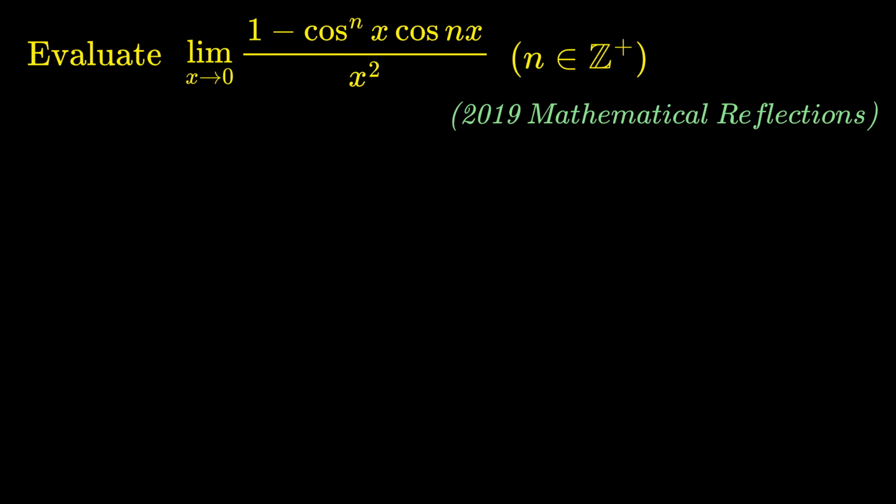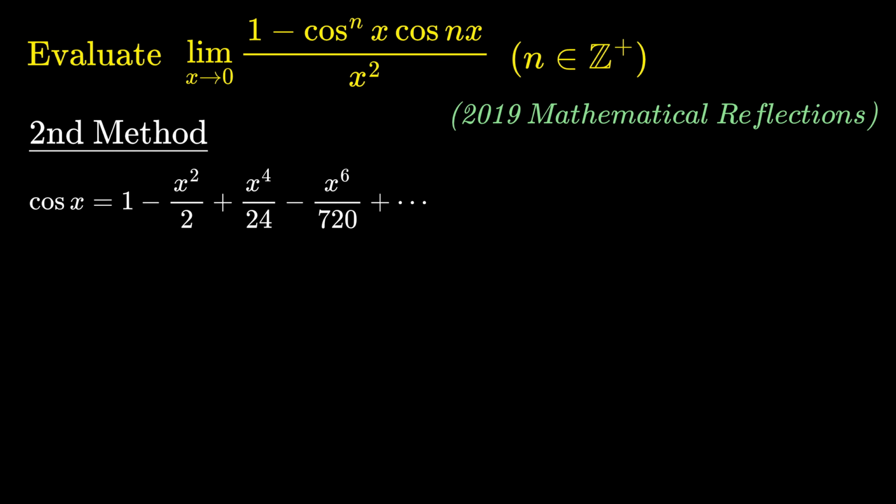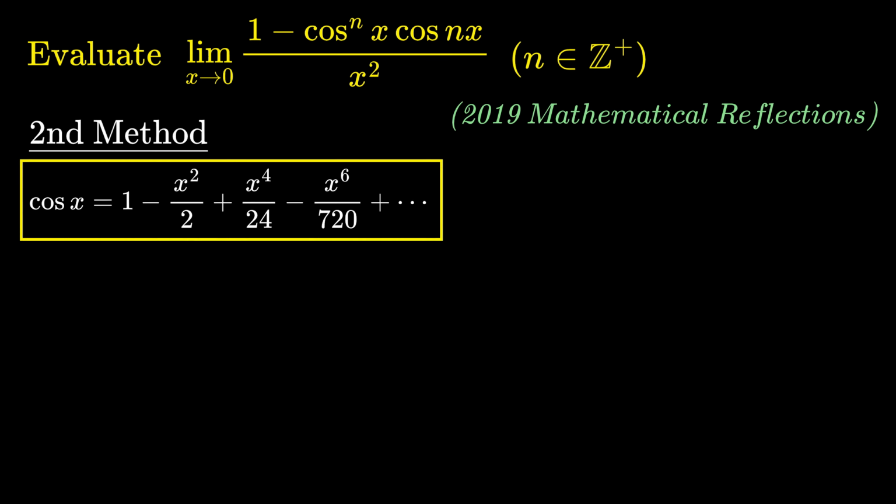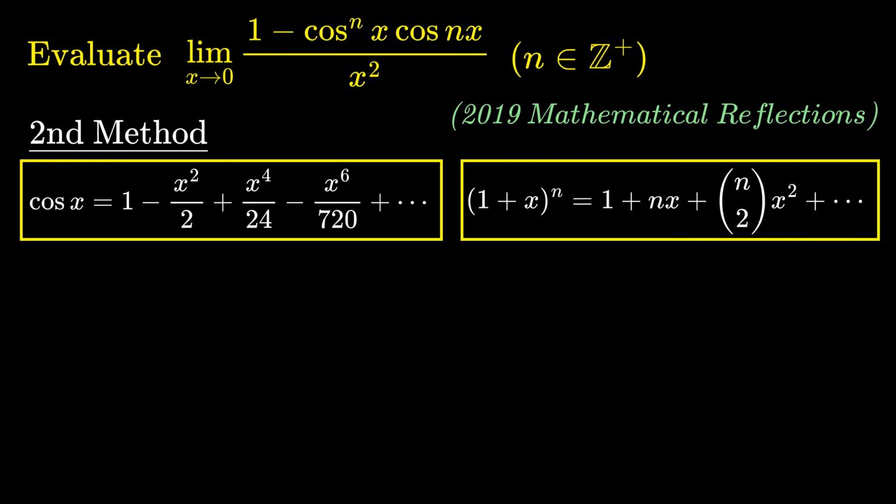Now, if you have a hard time taking the derivative in the first method, then you might want to watch this second method. We need two facts. The first one is the Maclaurin series expansion for cosine x. And the second one is the binomial expansion for (1 + x)^n. Now I'm going to write all the terms with powers of x greater than or equal to 4 in the series expansion of cosine x as O(x^4), which is the big O notation to say that all the terms with powers greater than 4 have roughly the same size as x^4, near 0.